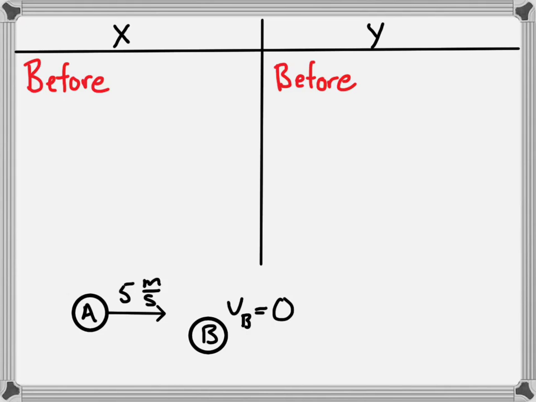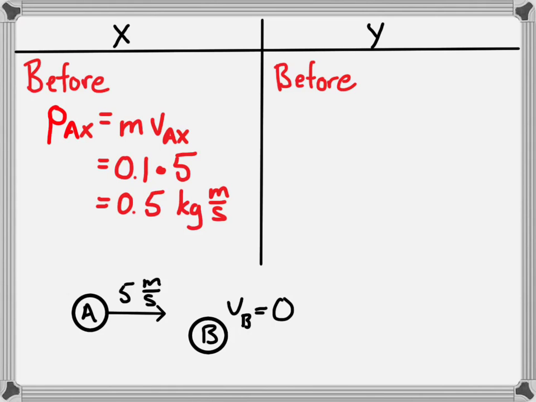And then we'll fill in the y before the collision. All right, so puck A, it's pretty easy to figure out that its x momentum is just mass times its velocity in the x direction. And since it has a velocity in the x direction of 5 meters per second, you multiply those two together and you get its momentum in the x direction.